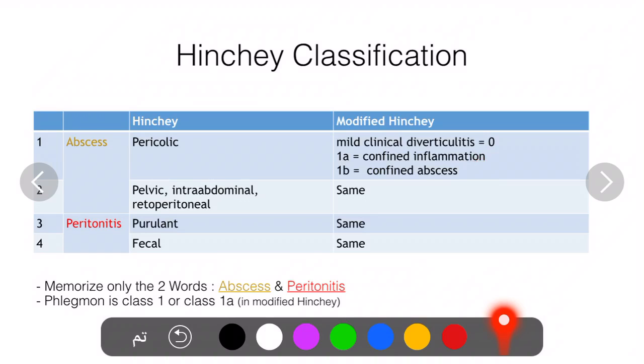Go back now to Hinchy, the usual, the traditional, the previous one, I mean. So we have only two words, as I mentioned, to memorize, which are abscess and peritonitis. And one point about phlegmon. Phlegmon is present in class 1, even in the absence of abscess. If there is a phlegmon, this is class 1, and class 1A if it is modified Hinchy. That's it regarding Hinchy. By the way, I didn't find any MCQ regarding the modified Hinchy in our main textbooks for MCQs.